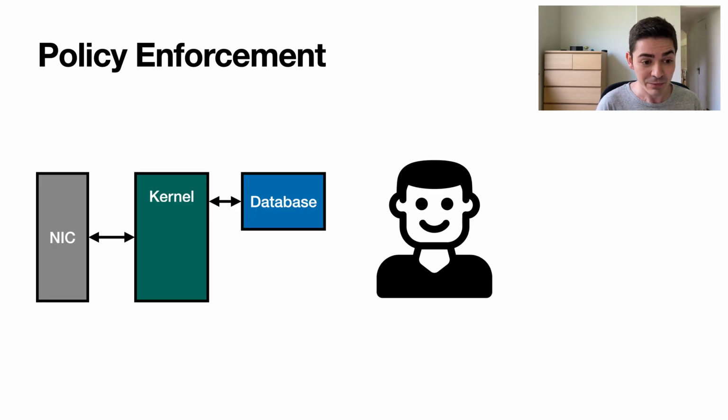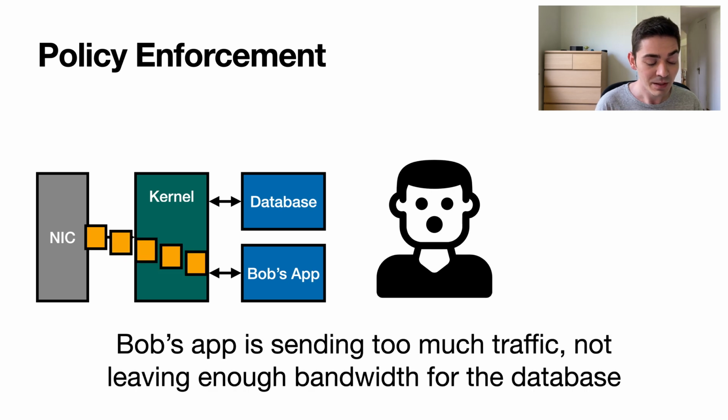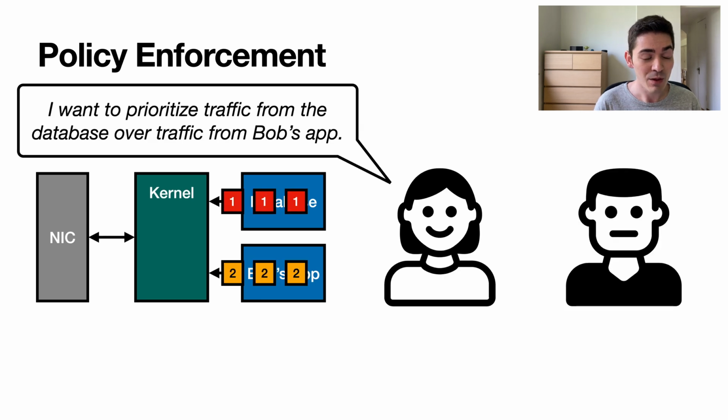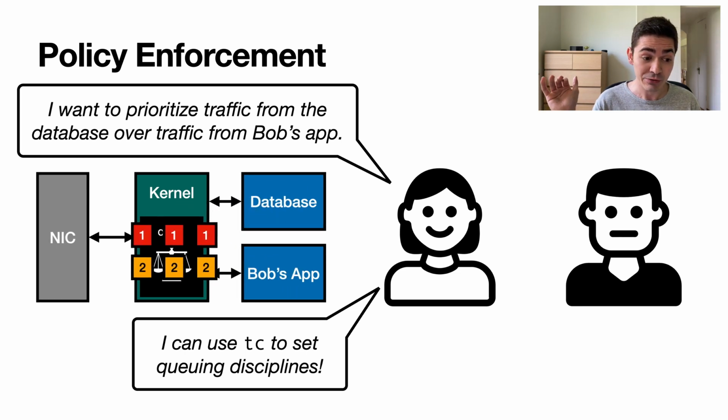Okay, so Bob is actually quite happy. He just deployed his first application to production. The problem is that soon after, Bob realizes that his application is sending too much traffic, not leaving enough bandwidth for the database. Well, Alice knows what she needs to do. All she needs to do is prioritize traffic from the database over traffic from Bob's application. And for that, she can use tools like TC to set queuing disciplines in the kernel. And since the kernel can oversee all the traffic, it is able to impose arbitrary policy.